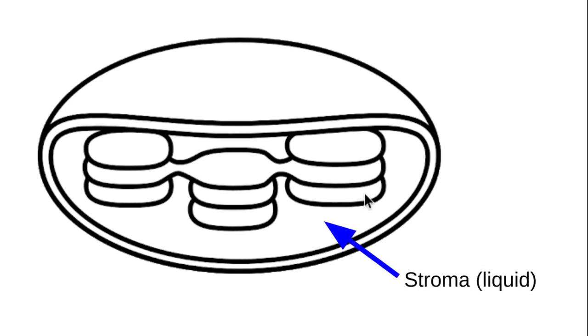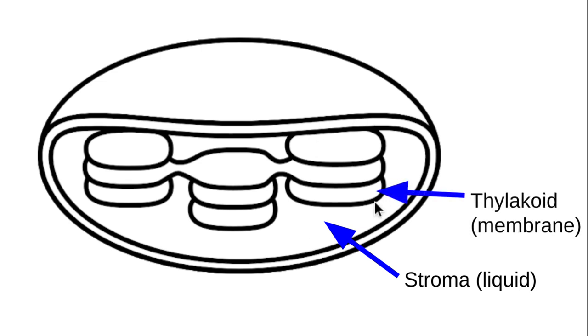So first of all, the liquid inside the chloroplast is called the stroma. So the chloroplast has its own kind of like cytoplasm. This is called stroma. Each little pancake is called a thylakoid, and it's a little membrane. We're going to learn that some of the steps for photosynthesis happen here. And then an entire stack of thylakoid membranes is called a grana, or sometimes you'll hear it called a granum.